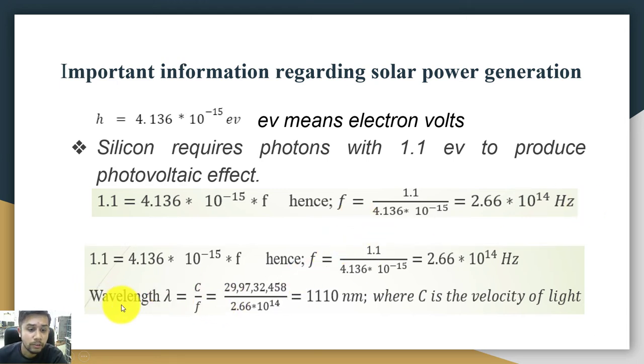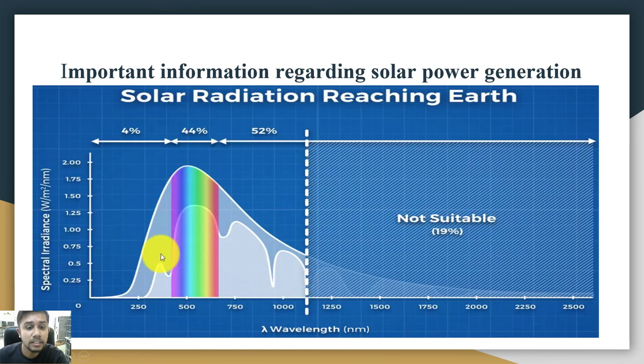So the wavelength, lambda, is equal to C by F, where C is the velocity of light. It is 299732458 divided by 2.66 times 10 raised to 14, which is equal to 1110 nanometer. So this is the wavelength of the photon required to free electrons and generate electricity with the help of silicon material. This is the amount which is useful for generation, that is 1110 nanometer. This is the wavelength and this is the spectral irradiation in watt per meter square per nanometer range.